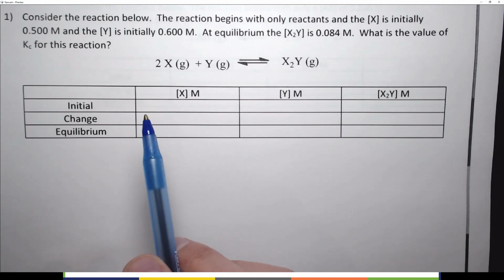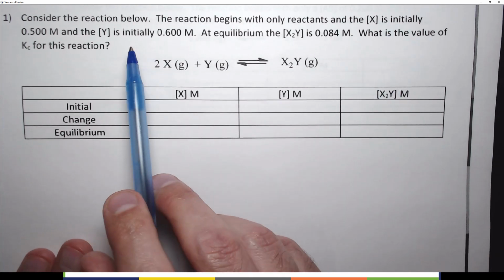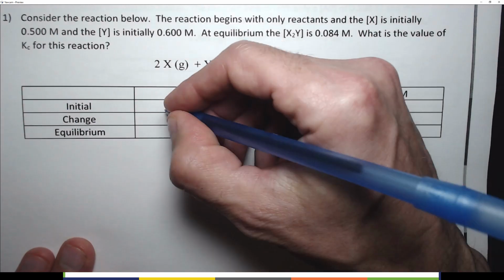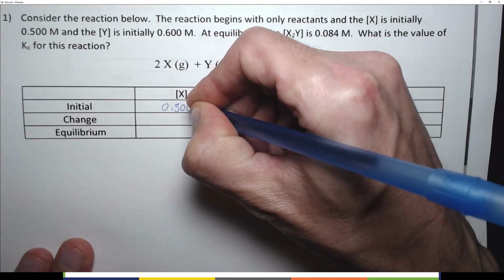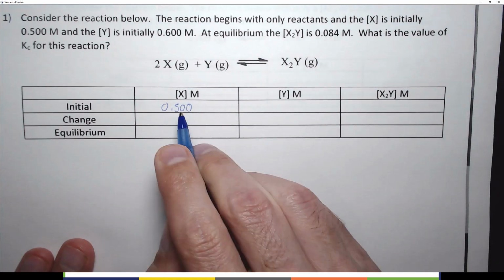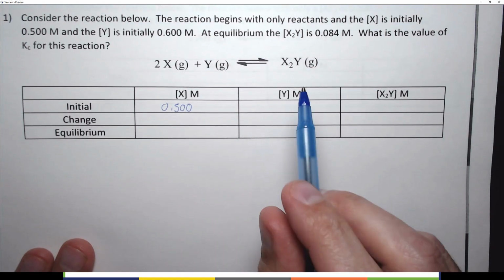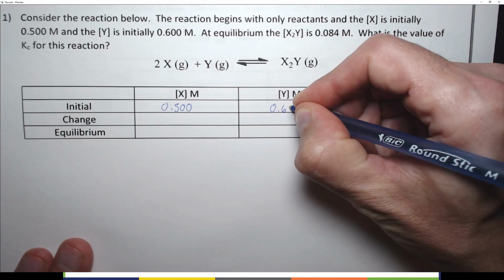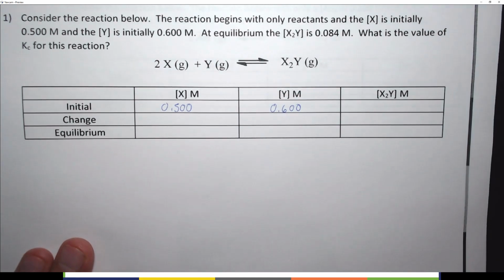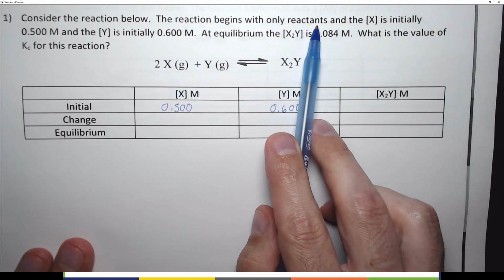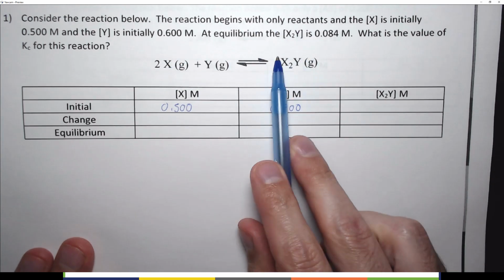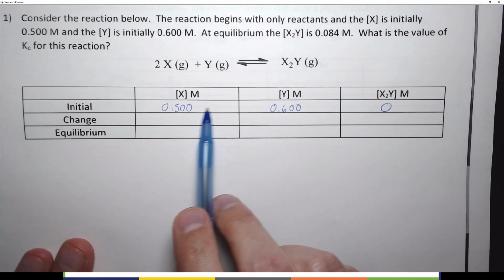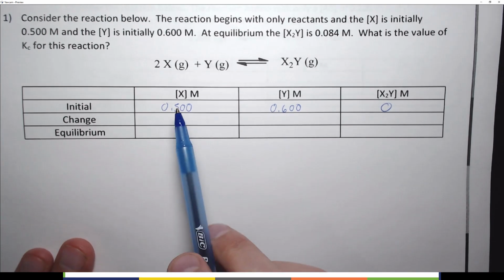So let's look at the initial concentrations of X and Y. Well, in this case, these are pretty straightforward because they're given. X is initially 0.5 molar, 0.500 molar. All right, I'm leaving the molar out because I have it up here. Y is 0.6 molar, 0.600 molar, and the reaction begins with only reactants. So the initial concentration of product is 0 because we don't have any, right? We begin with only reactants. Said another way, we have 0 product.